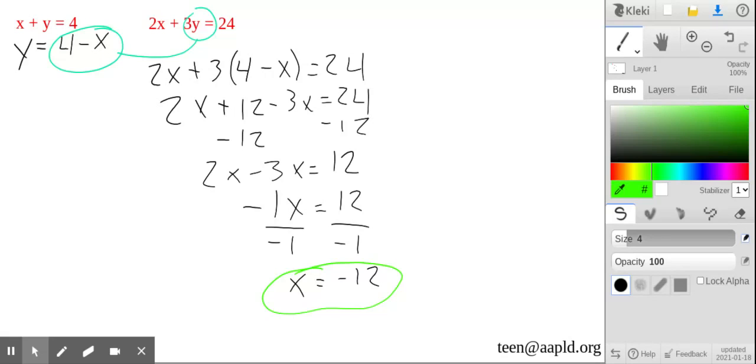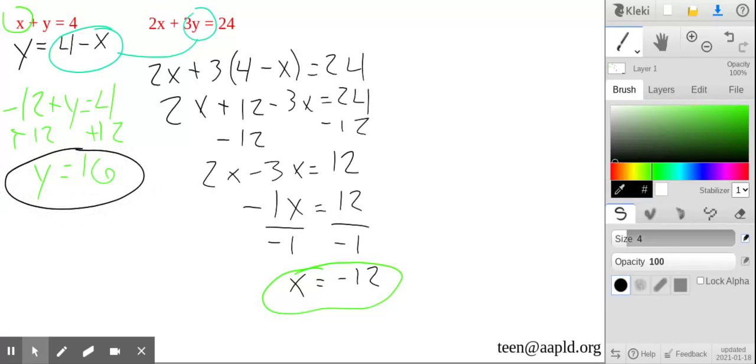Now, every time that you see an x, you are going to replace it with negative 12, because we know that x equals negative 12. So we can do negative 12 plus y equals 4. Okay. Now, we add 12 to both sides, and we know that y equals 16. Alright, so this is our other answer. We know that x equals negative 12, and y equals 16.